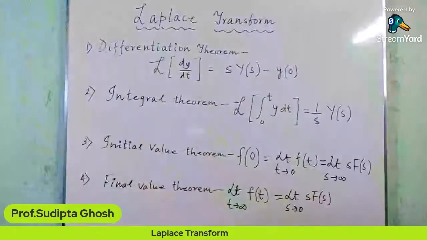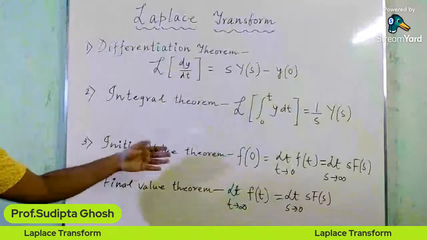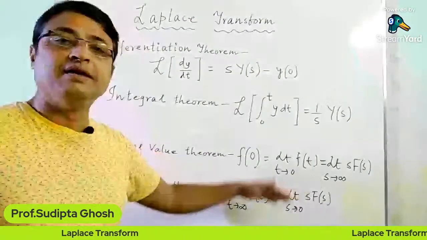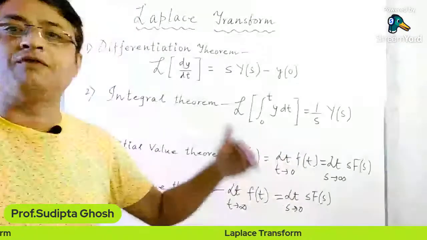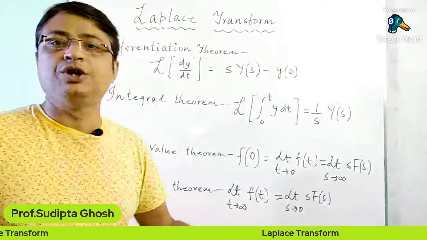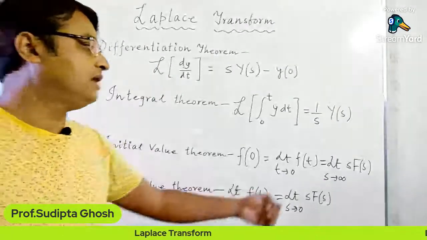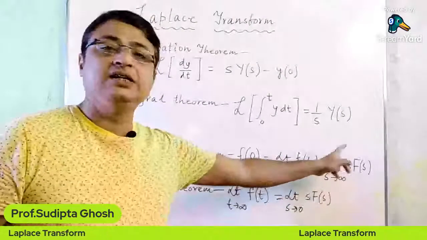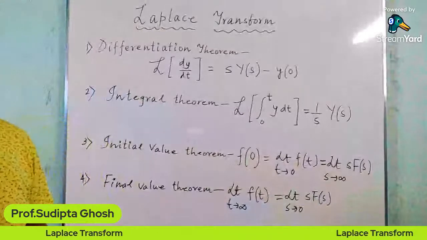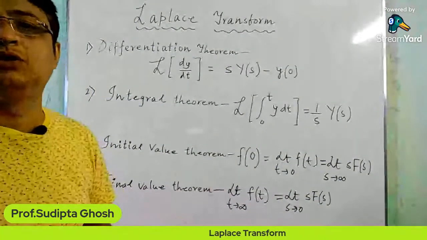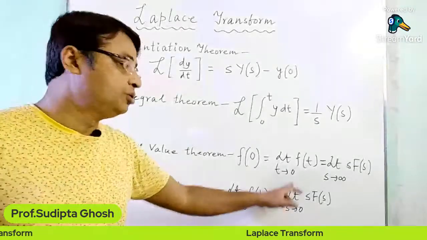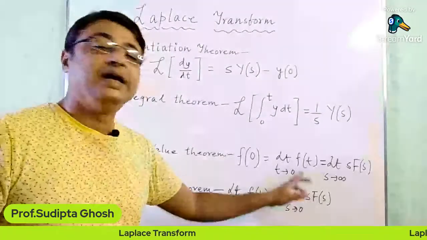You can see from the initial value and the final value theorems that these two are in reverse order. If you want to find the initial value of any function f(t), that is limit t tends to 0 of f(t), then you have to find the value of limit s tends to infinity of s·F(s). And again, if you want to find the final value of the function f(t), that is limit t tends to infinity of f(t), that will be equal to limit s tends to 0 of s·F(s).